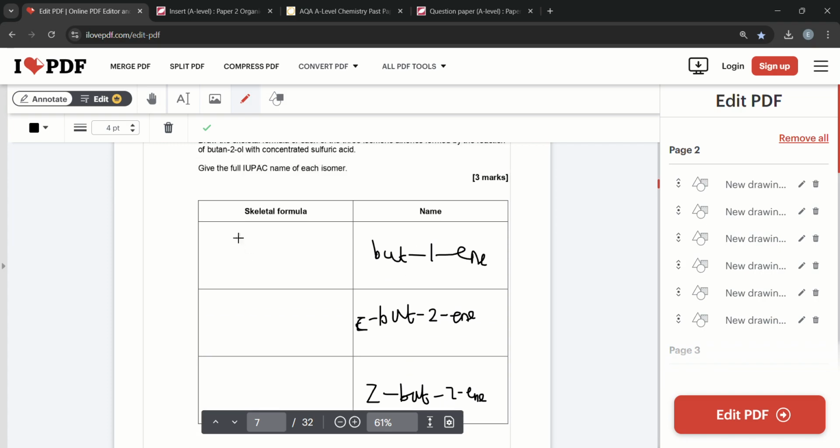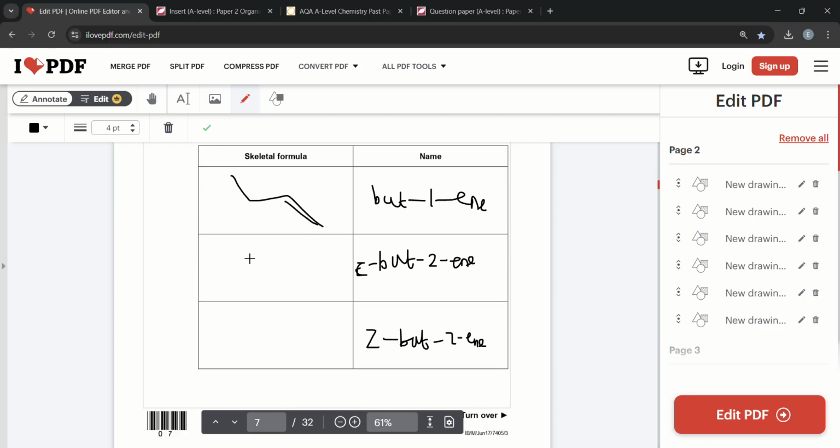For but-1-ene, methane, ethane, propane, butane, but-1-ene. E but-2-ene, same thing, but it's going to be the second carbon. It's going to be here actually. Yeah. Z but-2-ene, well, it's going to be here.